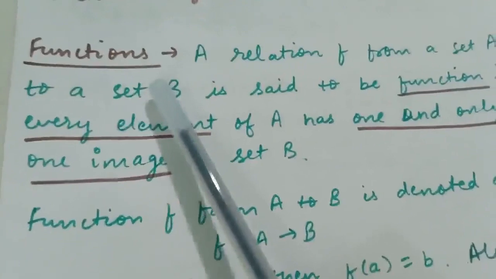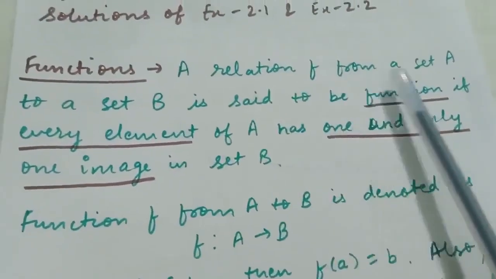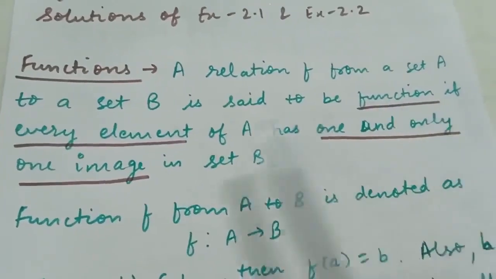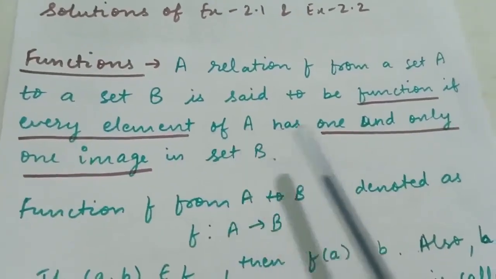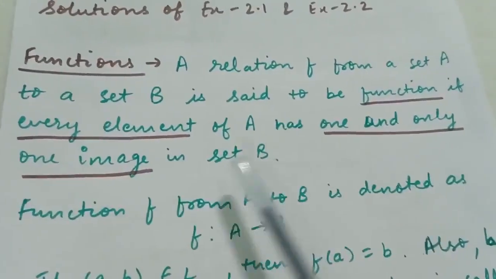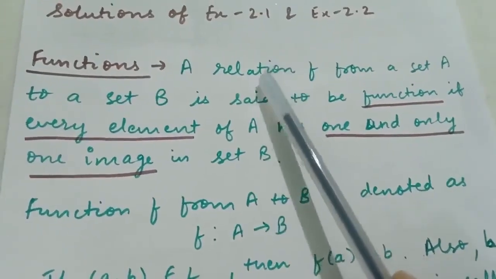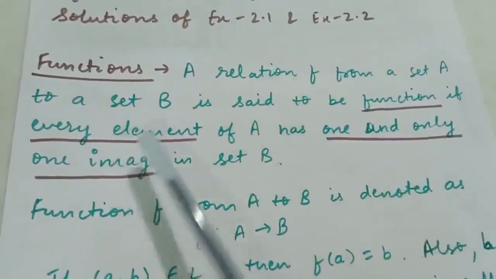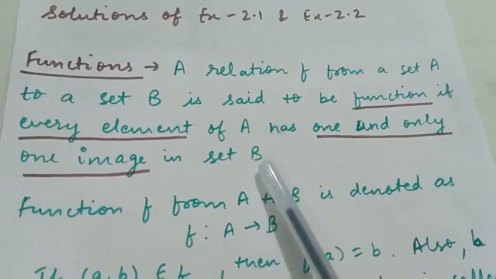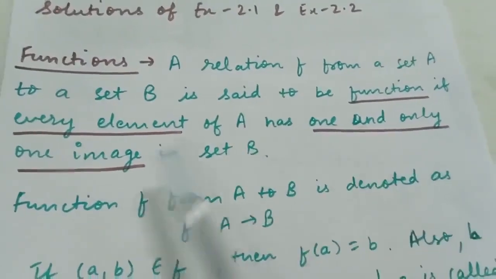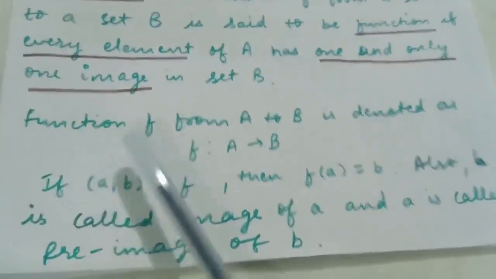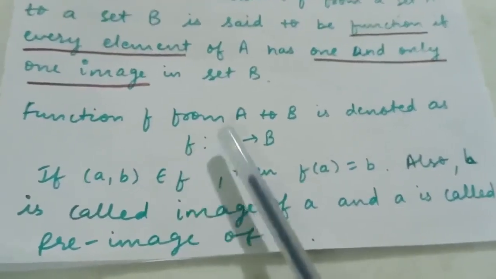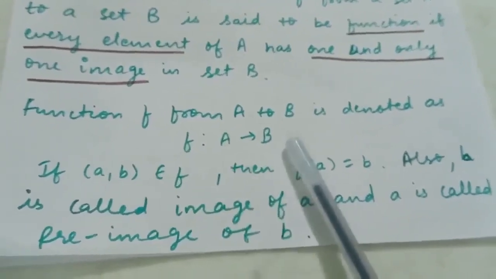So the first topic is functions. A relation f from a set A to a set B is said to be a function if every element of A has one and only one image in set B. A relation is said to be a function when all the elements of set A have an image in set B, and only one image, right? A function f from A to B is denoted as f: A → B.